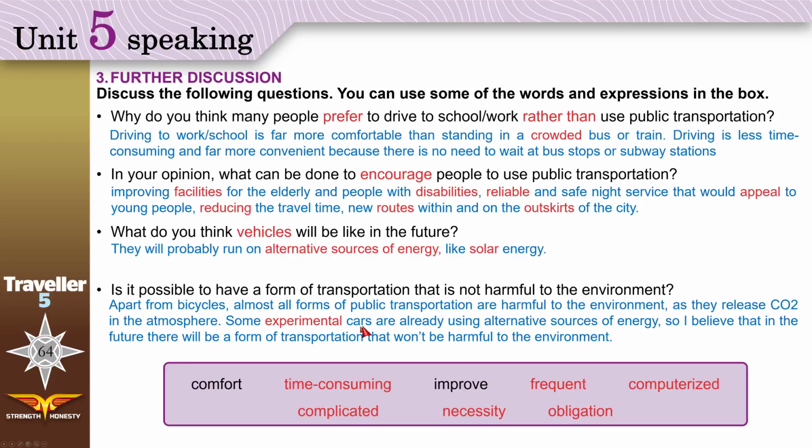Some experimental cars that the scientists are testing now. They are not for sale yet. You can't buy them. They are experimental, still being tested, and are already using alternative sources of energy, like using the sun. So I believe that in the future, there will be a form of transportation that won't be harmful to the environment.